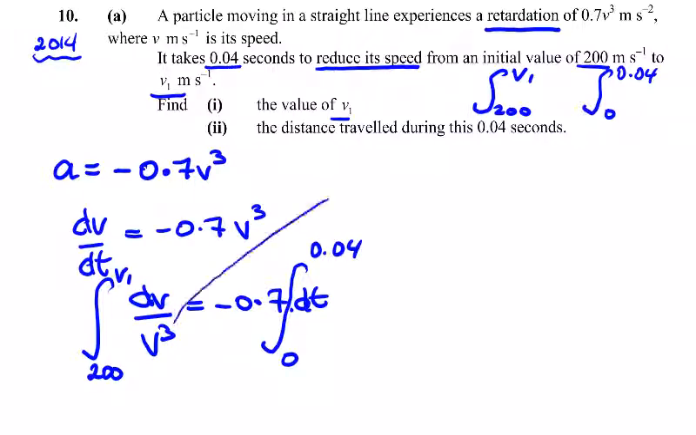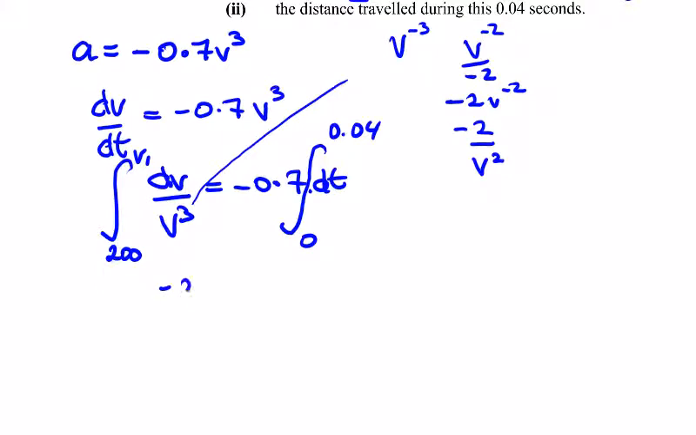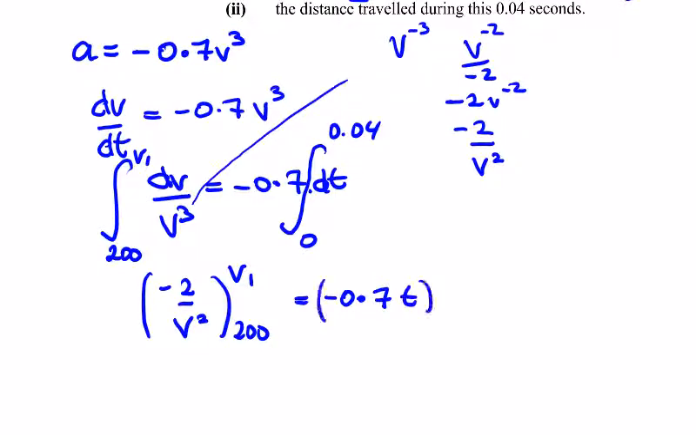If I'm taking the v cubed, I normally just bring it outside. v to the minus 3 is going to be, if we increase the power by 1 and divide by the new power, v to the minus 2 over minus 2, which is minus 2v to the minus 2, which is minus 2 over v squared. So we're going to get minus 2 over v squared between 200 and v1 is equal to minus 0.7 t between 0 and 0.04.